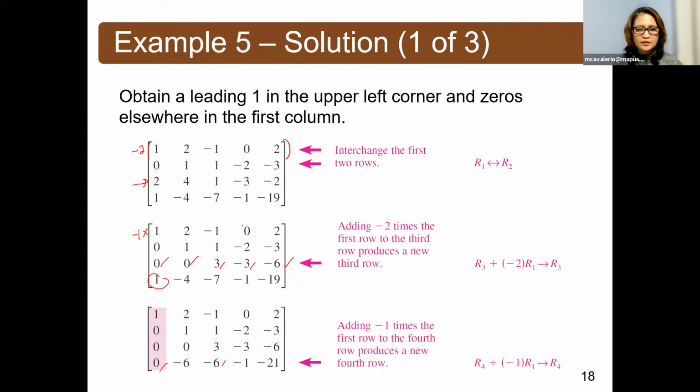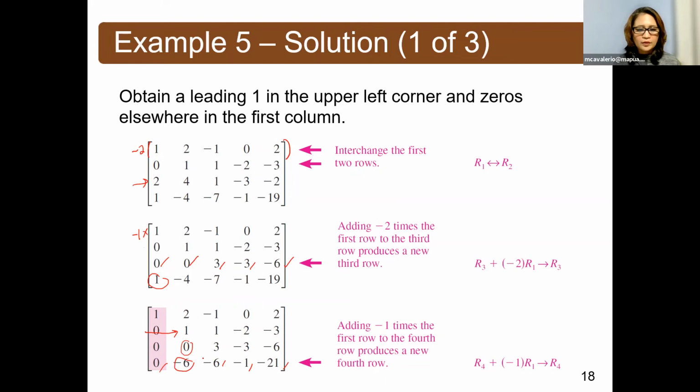And negative 1 times 0 is 0 plus negative 1. We have negative 1. Negative 1 times 2 is negative 2 plus negative 19 is negative 21. So we were able to have a good start. We were able to convert all the numbers below 1 to 0. And we will have here the next leading one, which is the coefficient of the second variable. Now, since we already have a 0 below it, we only need to convert negative 6 to 0.